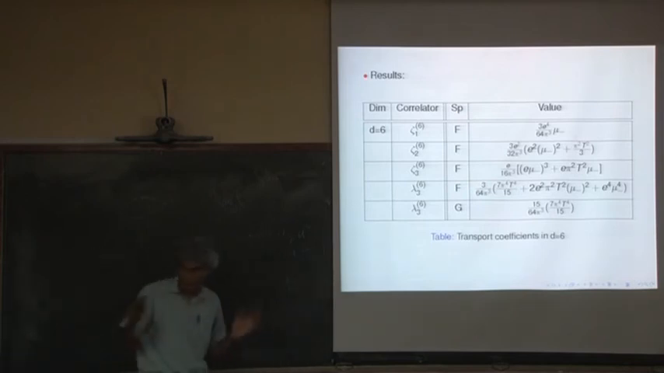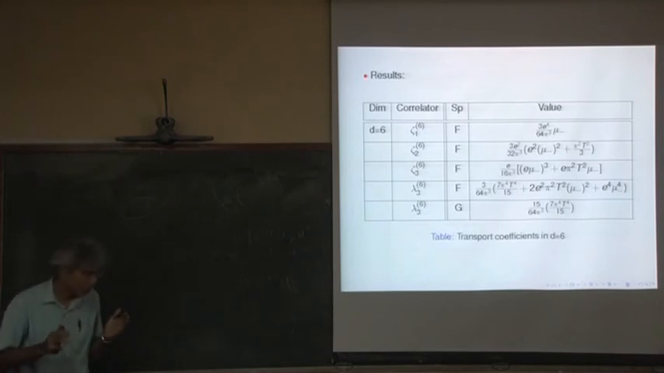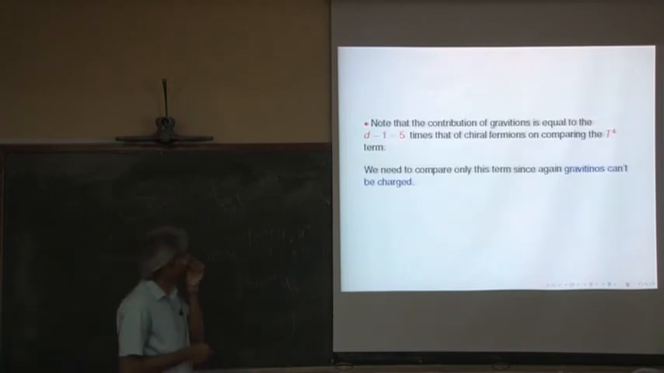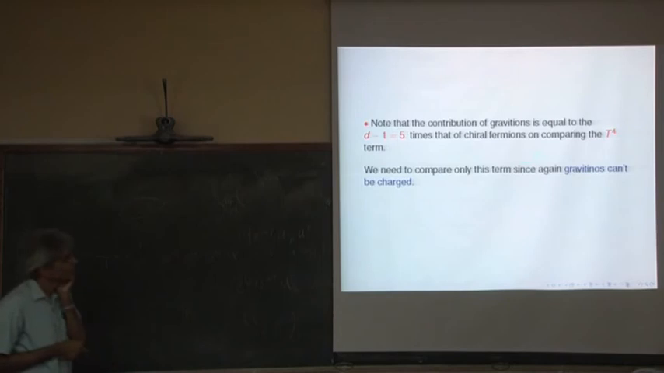I haven't shown all the details, but if you do the calculation, you can see the reciprocal connection term dropping out explicitly when you take the zero momentum limit, and it behaves just like fermions. Again, this is what I was saying, that the contribution of gravitinos is equal to 5 times that of the chiral fermions.